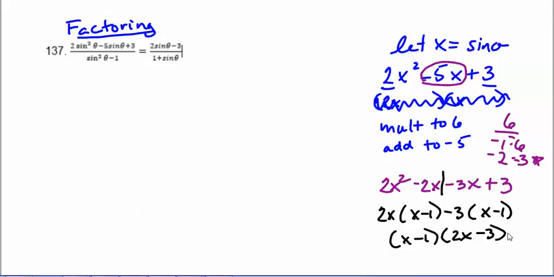All right, so I'm going to take all this back now to the sine. And instead of x, I have a sine. So instead of x minus 1, it's going to be sine theta minus 1. And instead of 2x minus 3, it's going to be 2 sine theta minus 3.